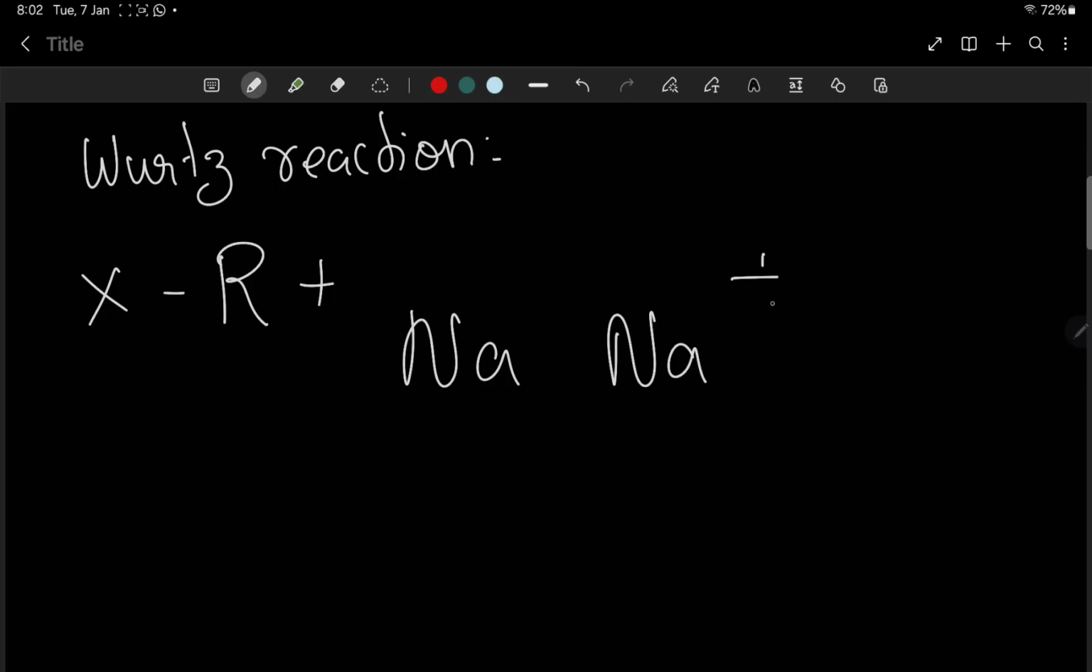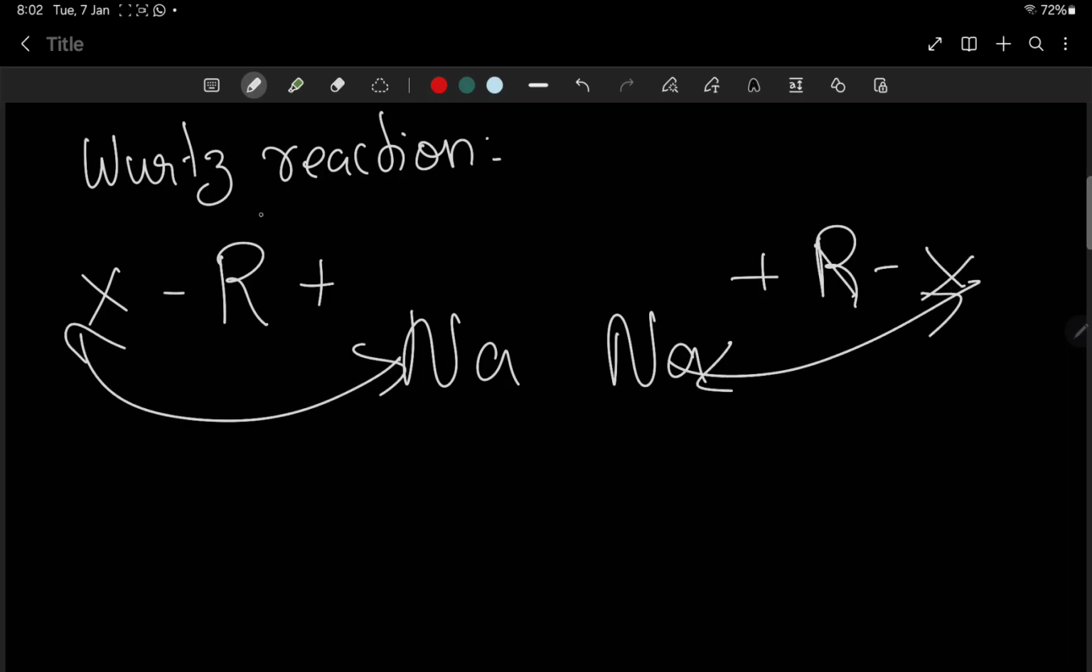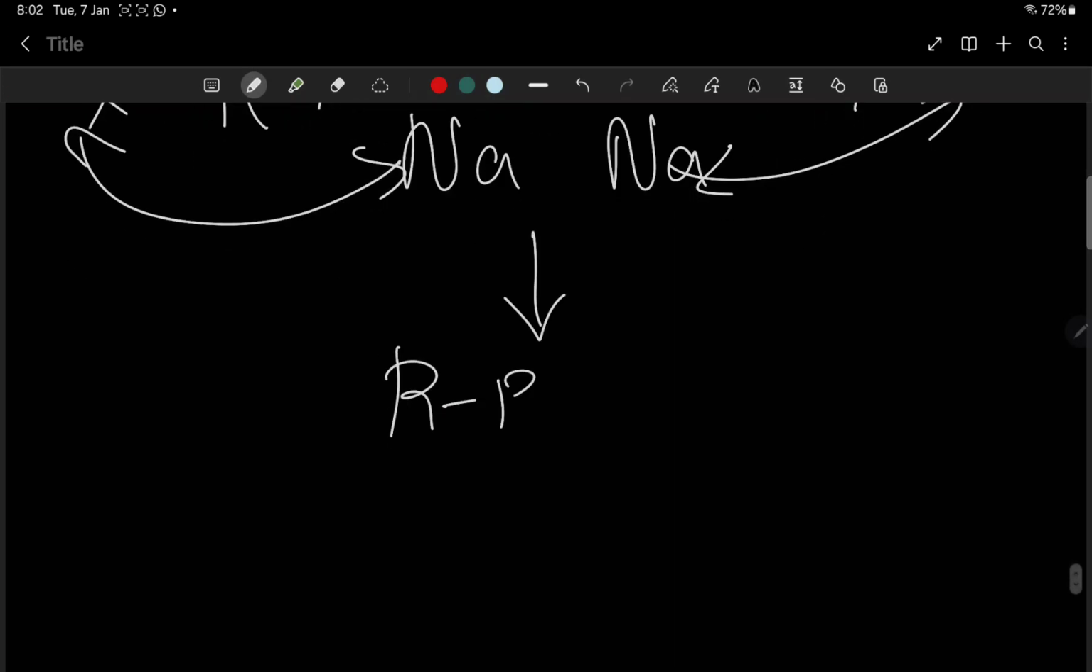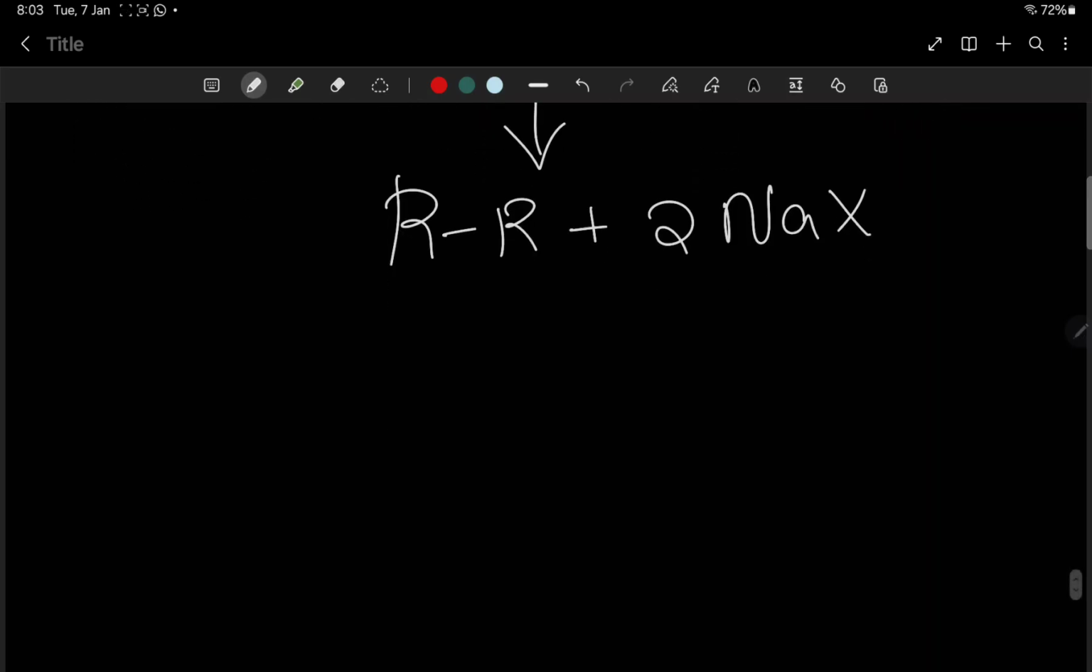2Na plus RX. This Na will go and join with this X. It will be like a radical. So these two radicals meet, they form a bond, and hence we get RR plus 2NaX. This is the product formed. Okay. Reaction with the metals.